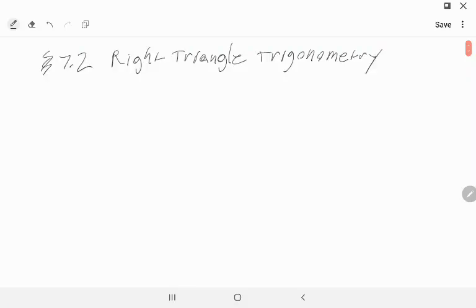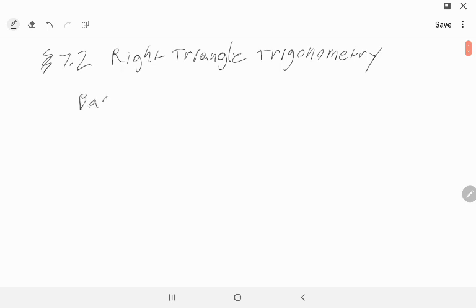Section 7.2 is on right triangle trigonometry. So we've got some interesting ratios that show up quite often, and so we give them specific names.